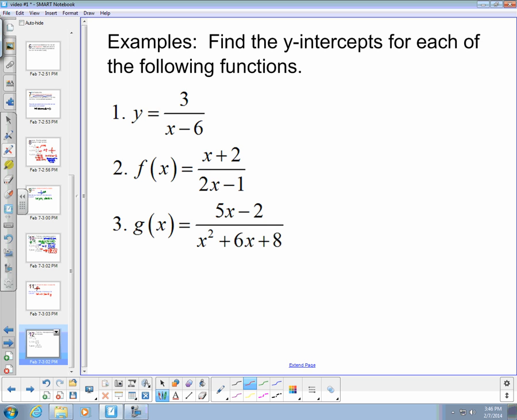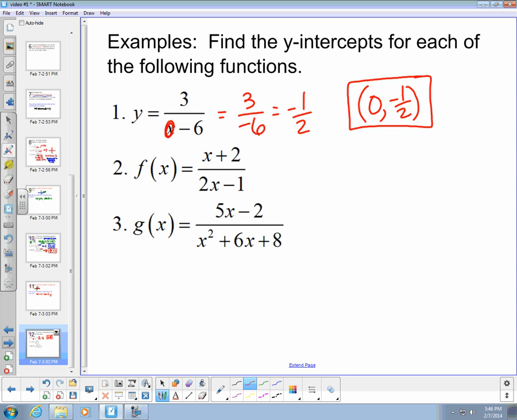If I substitute a 0 everywhere I see an x, this first one only has one x, so I would have 3 over 0 minus 6, which would be 3 over -6, or -1/2. Now since this is a y-intercept, I'm going to write the point as 0, -1/2. Those are my coordinates for the y-intercept. Keep in mind that a graph can have more than one x-intercept, but if it's a function, it will only have one y-intercept at most. It doesn't have to have a y-intercept.